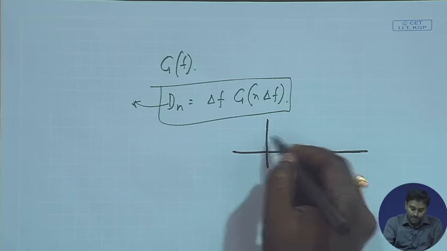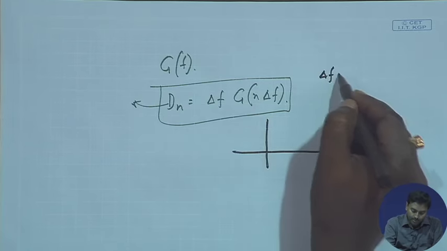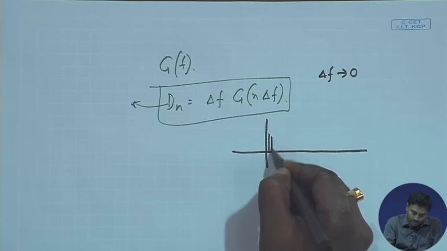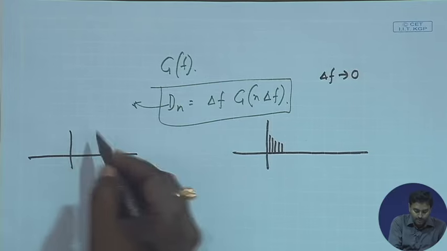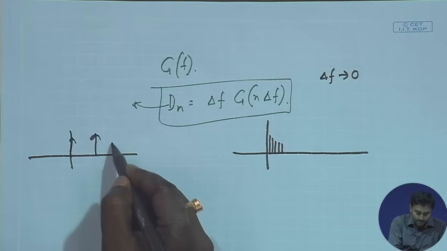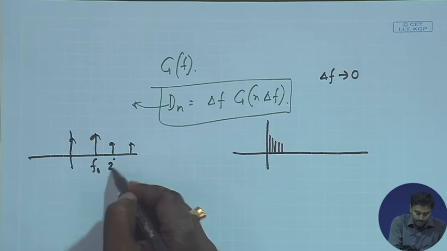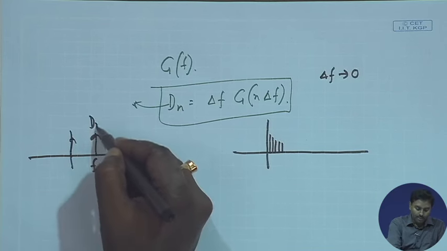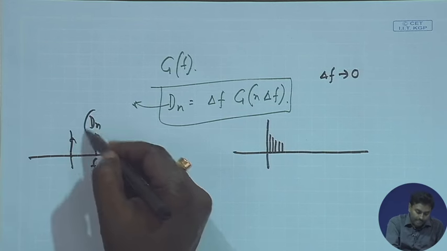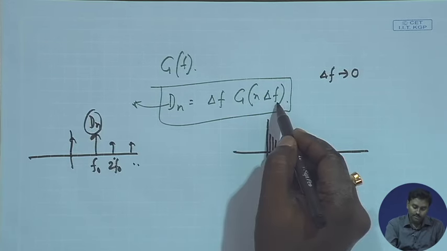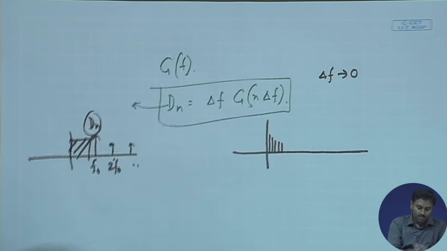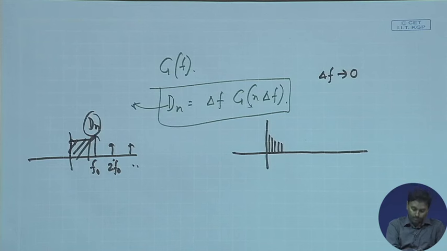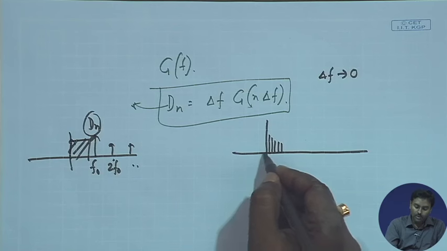If I just see what was happening as del f was tending towards 0, we were getting very closely packed values, so almost continuous values. Earlier, whenever we plotted the spectrum, there was some strength at different frequencies f0, 2f0 and so on, and the corresponding values were d_n. Here, d_n is not just this G, it is actually G into del f. So, it is almost like a box integration.